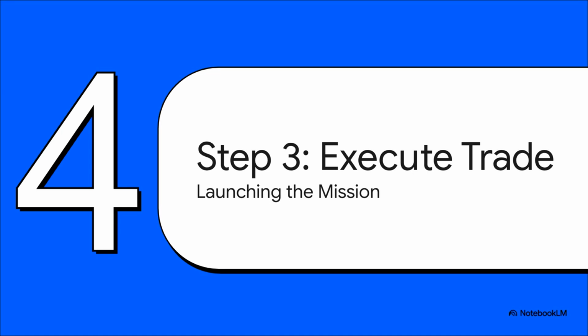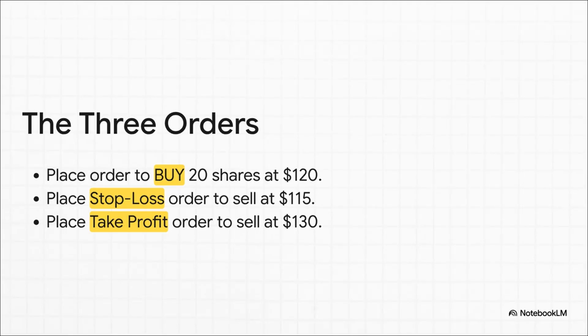Now, and only now, is it time to launch the mission. We go to our paper trading platform and we execute this plan exactly how we designed it. We're going to place 3 specific orders. First, an order to buy our 20 shares at $120. At the exact same time, we place our stop loss order to sell at $115 and our take profit order to sell at $130. Now the whole thing is automated. Our job is done. We just step back and let the plan do its thing.